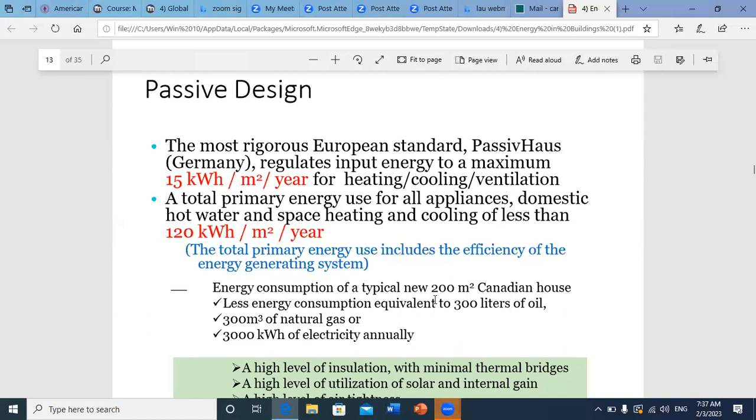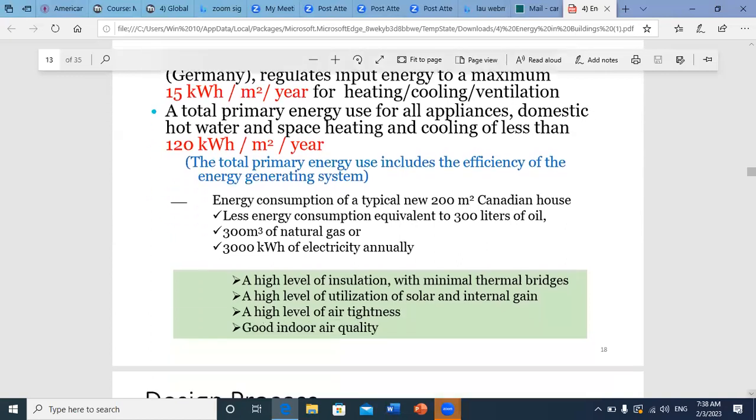Now, energy consumption of a typical new 200-meter square Canadian house: you know that, for example, in Canada, we implement a lot of passive strategies. So this will lead to less energy consumption, which is equivalent to 300 liters of oil, 300 meter cube of natural gas, or 3,000 kilowatt hour of electricity per year. This can be achieved by a high level of insulation with minimal thermal bridges. When we talk about thermal bridges, these are sources of leakages of heat. So we try to increase a lot the level of insulation to reduce interaction between the indoor and outdoor.